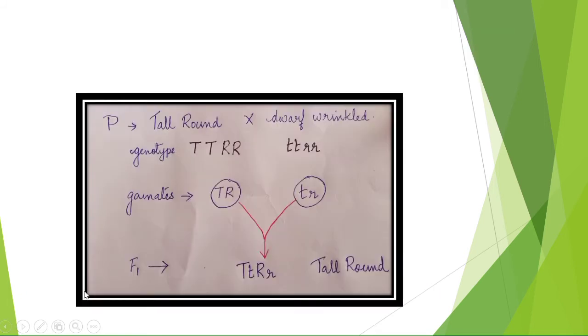So, let us study about dihybrid cross. First, we will take the example of tall and round, dwarf and wrinkled. So the P, that is the parental generation, is tall round crossed with dwarf wrinkled. We write the genotype, homozygous condition we will be taking. Then we write the gametes. In the gametes, both characters' alleles are present. So one gamete is capital T and capital R. The other gamete is small t and small r. F1 produced is tall round in the heterozygous condition.